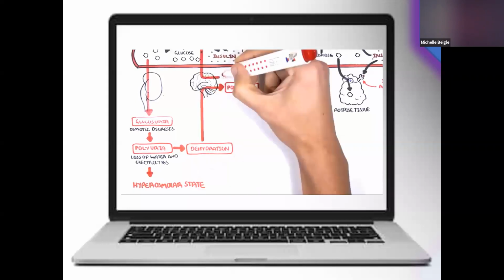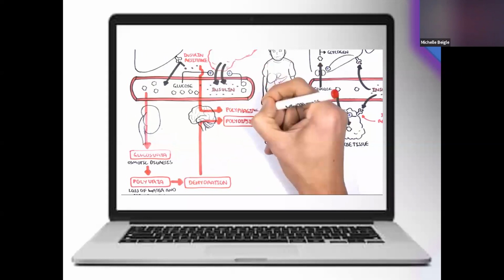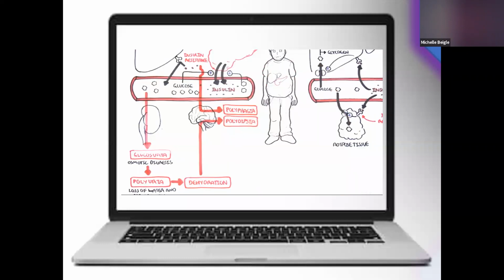Insulin resistance can actually lead to polyphagia, which means the urge to eat more or the feeling of hunger. And how does this happen? Well, if there is high blood glucose and it doesn't go into the tissues that need it, the organ will say, hey, I'm not receiving enough food, feed me. And so you get polyphagia.